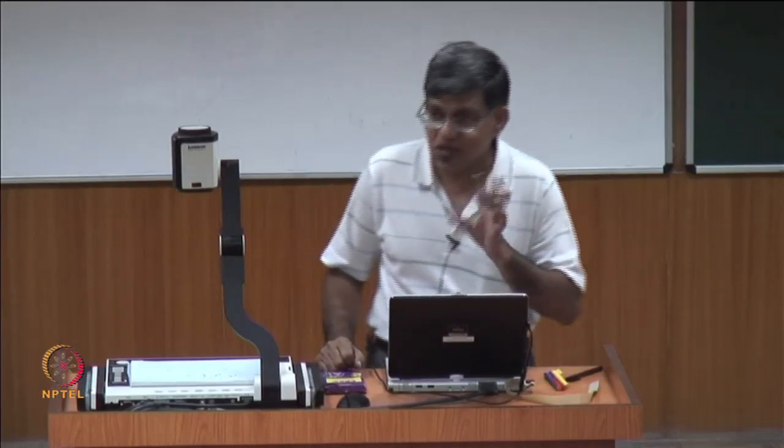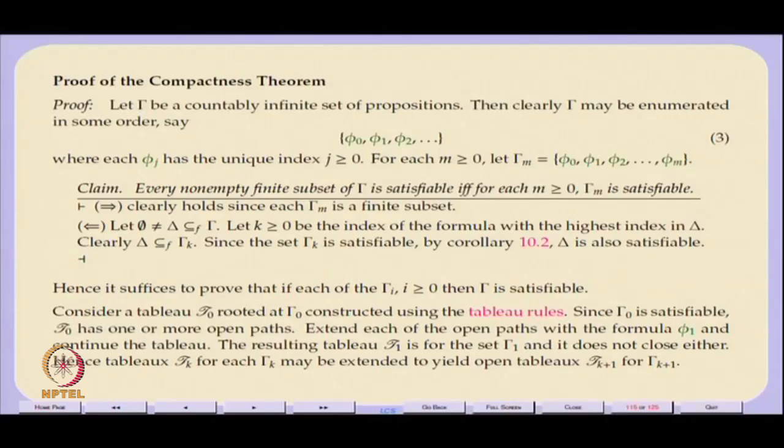Here is a claim which actually is not very important. It follows the usual scope rules of programming. Gamma has already been declared in the outer scope, so it is available in the inner scope, unless it is renamed. All the properties that you have defined before are available in here, following exactly the program structure that we normally would like to employ. The claim: every non-empty finite subset of gamma is satisfiable if and only if for every m, gamma m is also satisfiable.